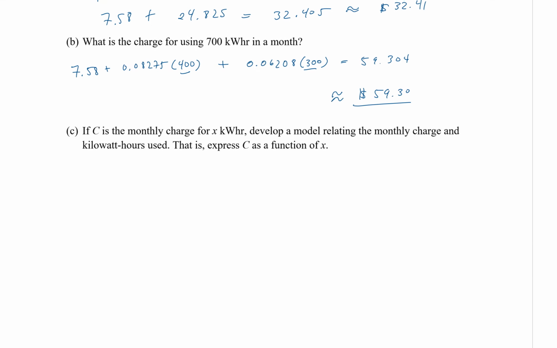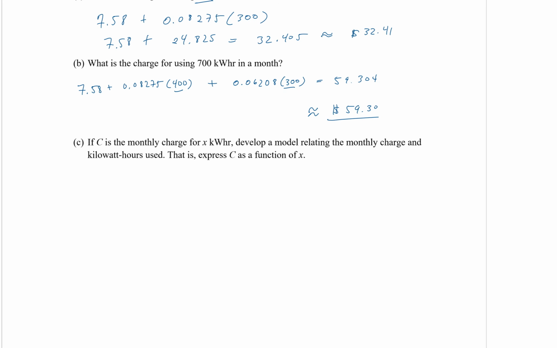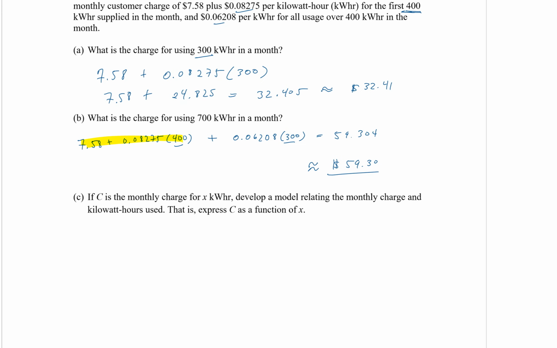Alrighty. Next. So notice how I did the first 400, and then the remaining 300. They were at different rates. All right. If C is the monthly charge for X kilowatt hours, develop a model relating the monthly charge to the kilowatt hours used. That is, express C as a function.